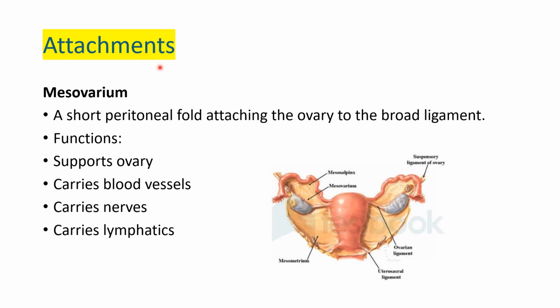So the attachments of the ovary. We have the mesovarium, a short peritoneal fold attaching the ovary to the broad ligament. So we have the mesovarium there. Functions of the mesovarium: it supports the ovary, and carries the blood vessels, nerves, and lymphatics.